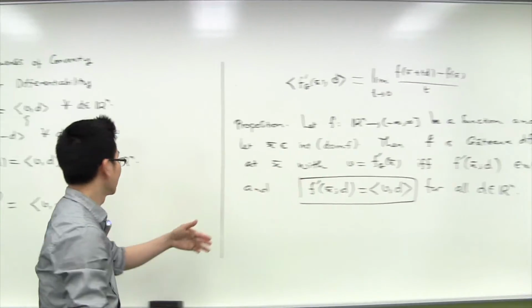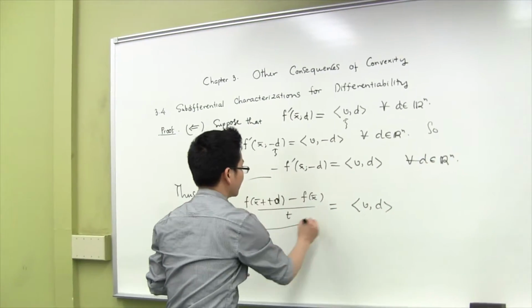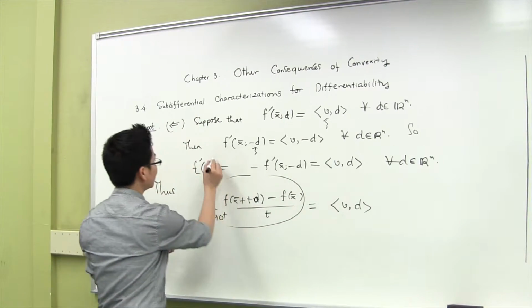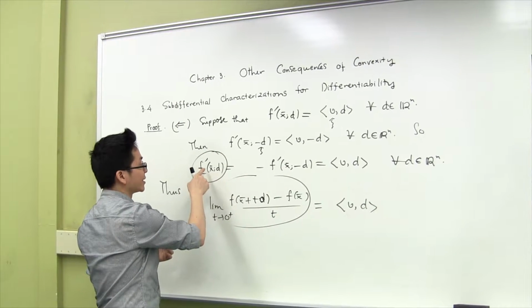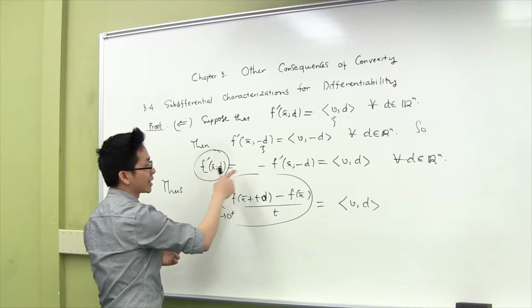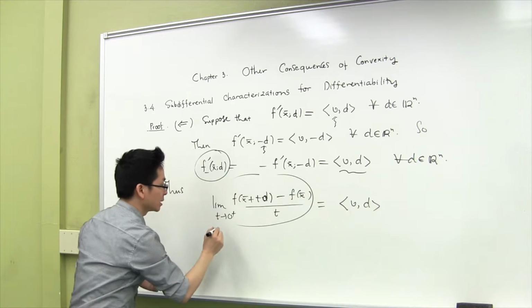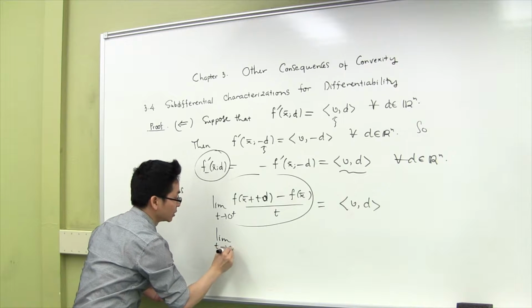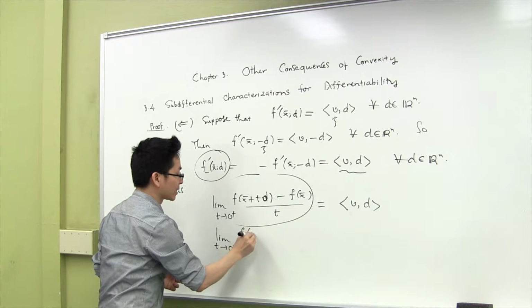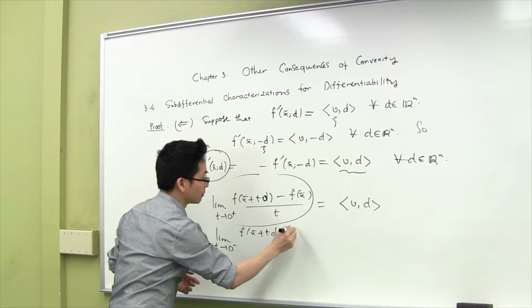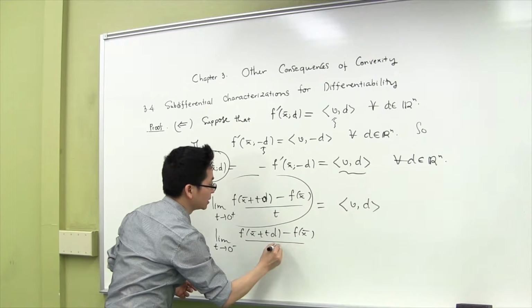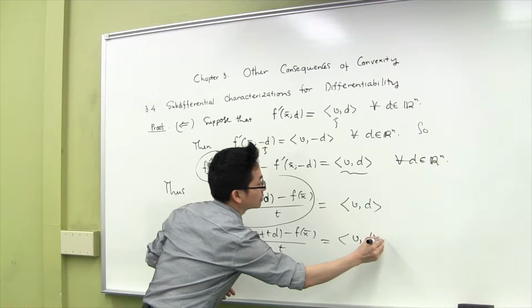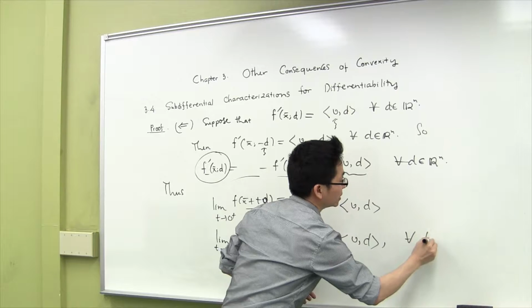Okay, on the left we have the directional derivative of f at x bar in the direction d, and at the same time, the left directional derivative of f at x bar in the direction d is also equal to this. By the definition, the limit as t approaches 0 from the left of f of x bar plus t times d minus f of x bar over t is also equal to the inner product of v and d. And this is true for all d in Rn.